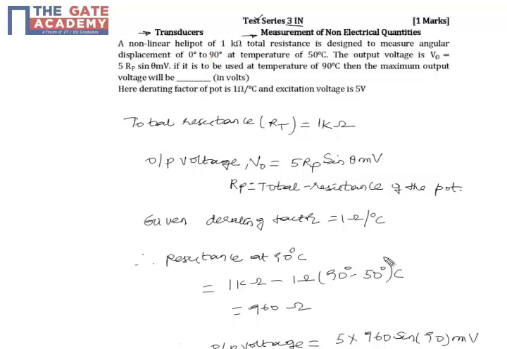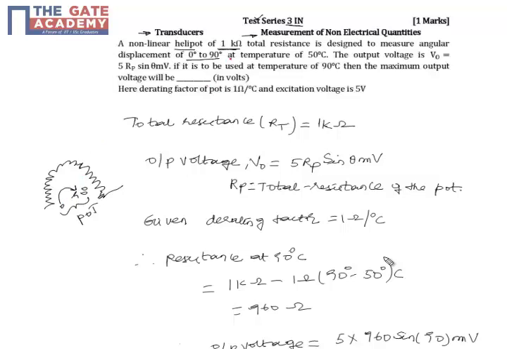So basically the first question is of a resistive transducer type. A non-linear potentiometer or heliport of total resistance 1 kilo ohm is designed to measure angular displacement from 0 to 90 degrees. So the arrangement is something like this, where this is my pot, and you have resistance placed in terms of an angle. So it is 0 to 90 degrees when the pot slider moves.